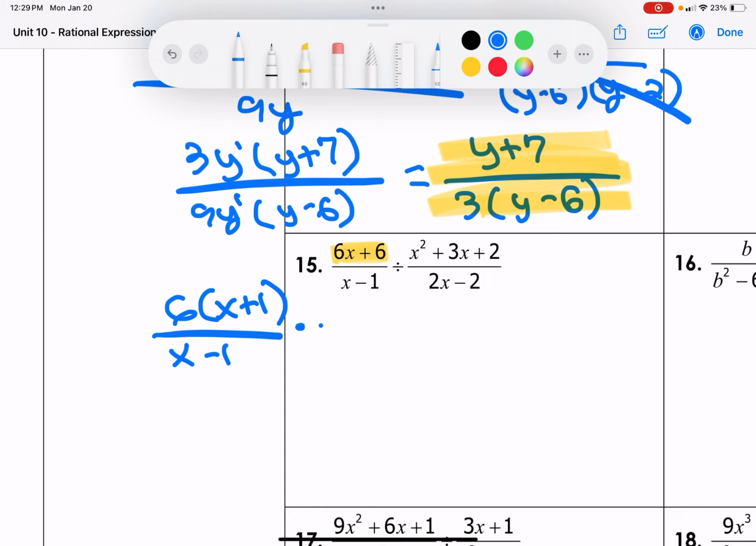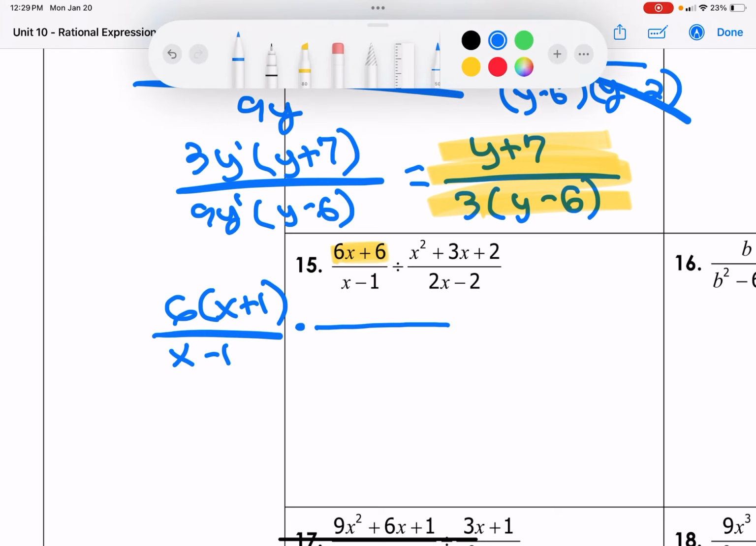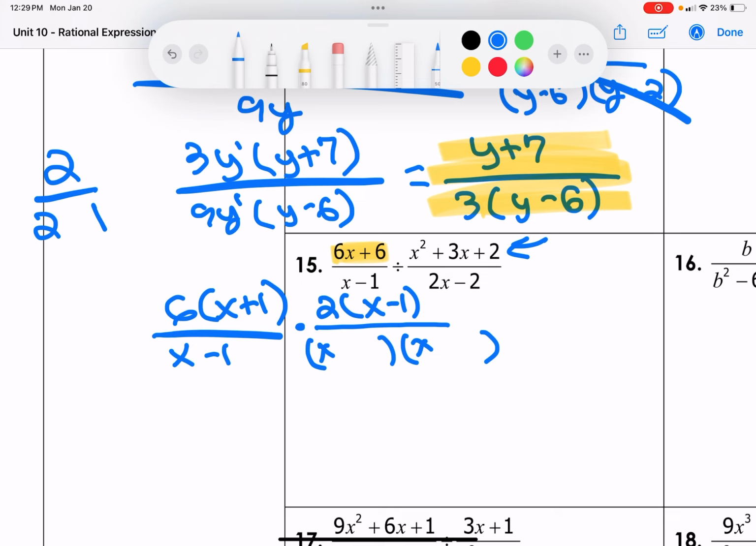Multiply times the reciprocal. So now I'm going to factor out the denominator. What can I factor from the denominator? A 2. So if I take out a 2, I'm left with x minus 1. Now I'm looking at the numerator. I have an x and an x. And then minus 2, so if I have a positive 2, so I have 2 and 1. 2 times 1 gives me 2. 2 plus 1 gives me 3, so plus 2 plus 1.